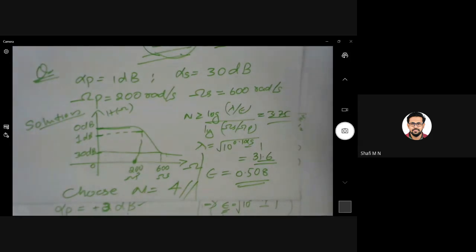So actually, in the procedure, the H of s value you have to choose from the table. Then you have to find the cutoff frequency. And then the procedure follows.